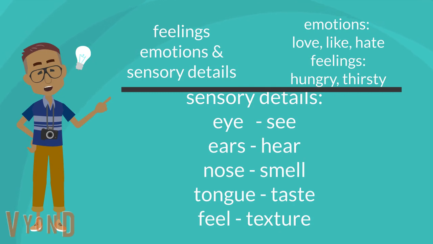You can also talk about feelings and emotions. Feelings like hungry and thirsty, or emotions like love, like, hate. And also sensory details. You could talk about the person from their eye, what do they see? Or from their ears, what do they hear? From their nose, what do they smell? From their tongue, what do they taste? And from what they feel, the texture, is it hard or soft?